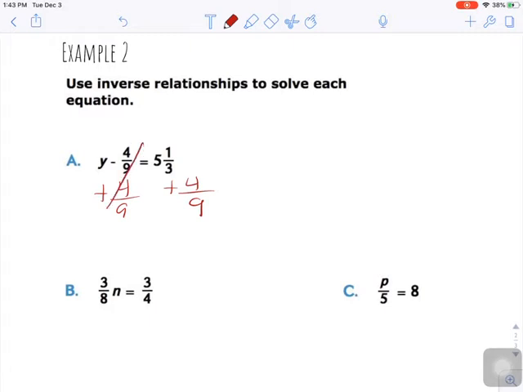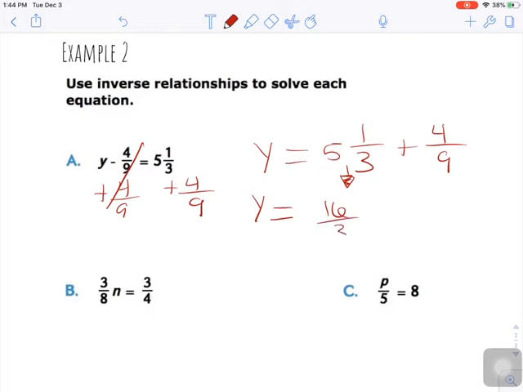These cancel out, so I'm left with y. I'm going to write over here so I have more room. y equals 5 1/3 plus 4/9. So I'm going to go ahead and turn 5 1/3 into an improper fraction. And when I do that, I am going to get 16/3 plus 4/9. To be able to add, I need to make sure that we have the same common denominator.